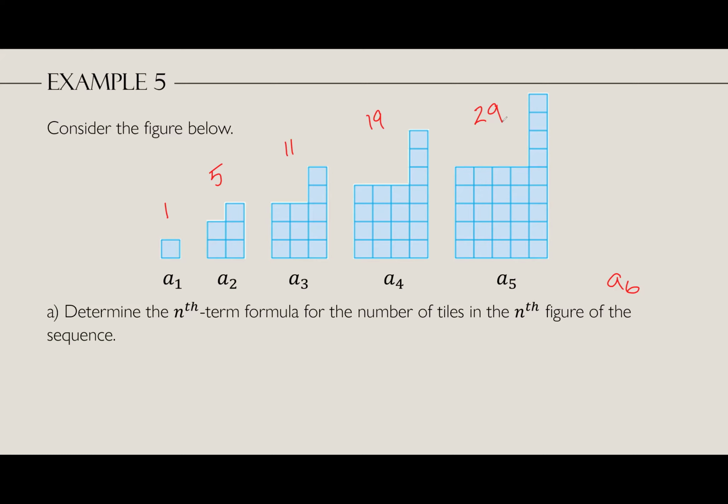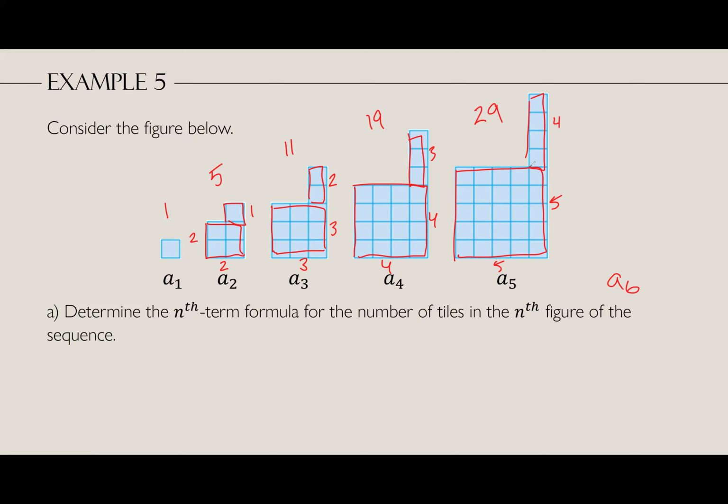Well, if I were to break this down, A1 looks a little bit weird. So let's start with A2. I'm noticing this 2 by 2 box and then this extra box on the top. So a 2 by 2 plus 1. Well, for this A3, I'm noticing a 3 by 3 box plus 2. For A4, I'm noticing a 4 by 4 box plus 3. For A5, I'm noticing a 5 by 5 box plus 4. So if I write it out like this, you might notice the pattern.